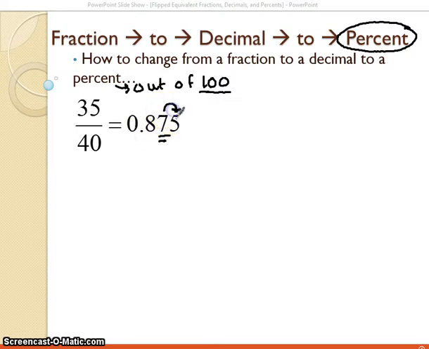Look to the right. How does the 5 affect the 7? It rounds it up. So this is about, the symbol means about, 0.88 or 88 hundredths or 88 out of 100. So this is the same as 88%. If you earned a 35 out of 40 on a test, you would earn an 88%.